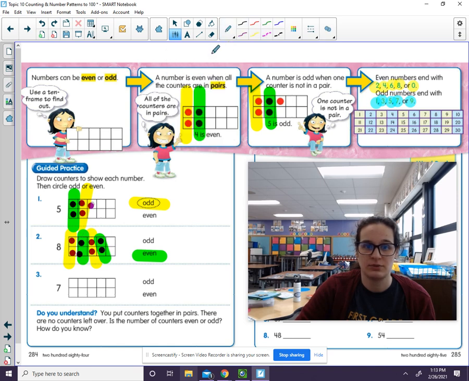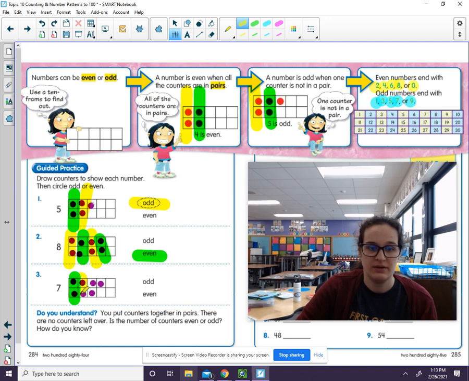Okay, let's try the last one here. So it's 7. 1, 2. Again, I'm going top to bottom. 3, 4, 5, 6, 7. You might already be able to notice if this is even or odd, but again, I'm going to show you. So here's a pair. Here's a pair. Here's a pair. Again, a pair is when there are two. But then there's this last one, and it doesn't have a pair. It's by itself. That makes it odd.